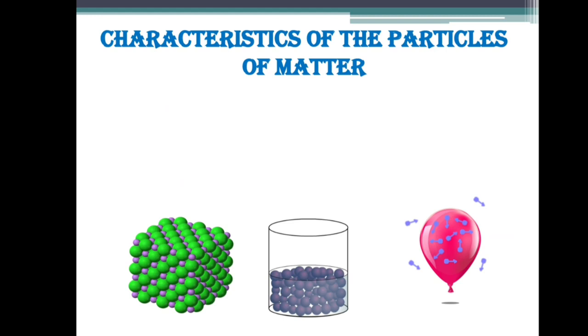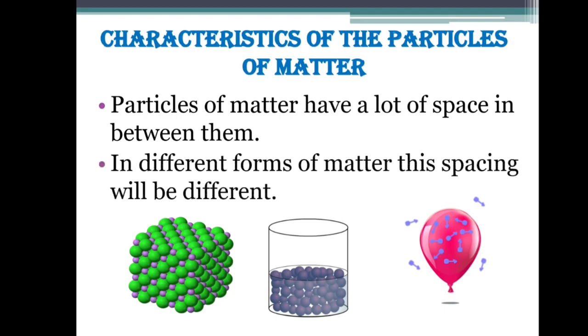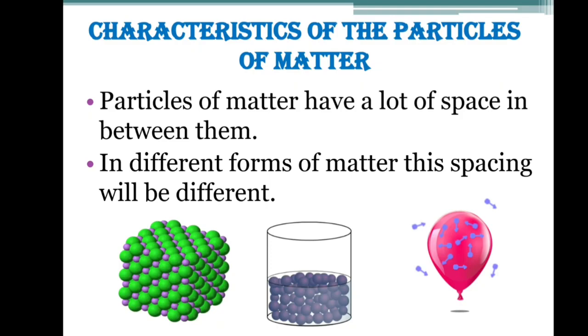Characteristics of the particles of matter. Particles of matter have a lot of space in between them. In different forms of matter, this spacing will be different. For example, take a glass of water. First, I am immersing a spoon into the water. What will happen? You can see the water level has been raised a little.